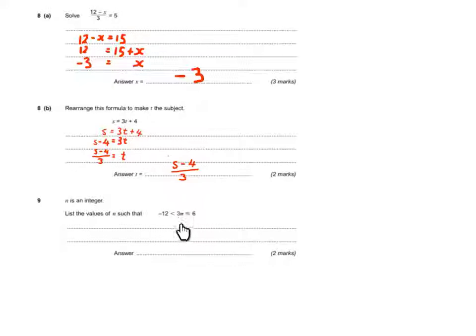Well, I don't want to know about 3n, I want to know about n. So I'm going to divide everything by 3. Minus 4 is less than n, which is less than or equal to 2.